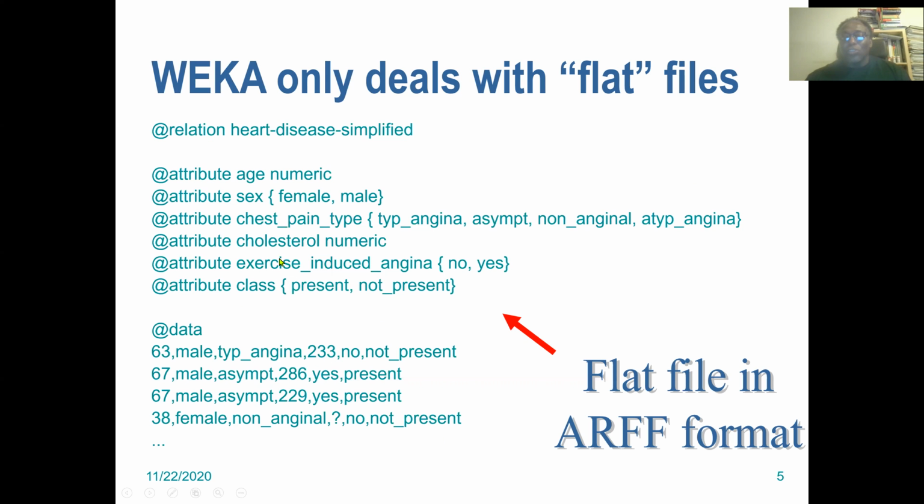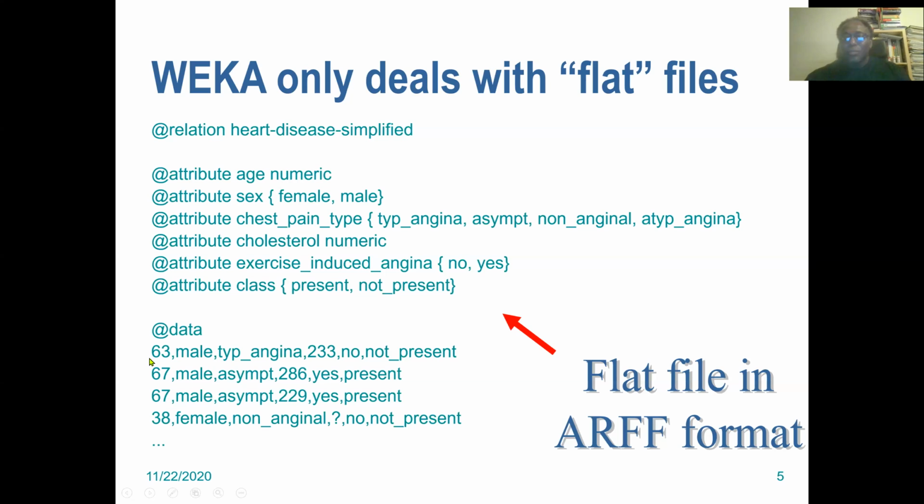The next is cholesterol. 233 is numeric, so it's a value. Then the next is exercise induced angina, yes or no, we enter no. Then our class level, not present. You can see we don't have attribute names here. This is the actual data, but the values have to be in the same order as we arranged the attributes, otherwise there will be a mistake. For example, if I make sex first and age second, and we expect male or female for sex but I start with 63, that will be an error.